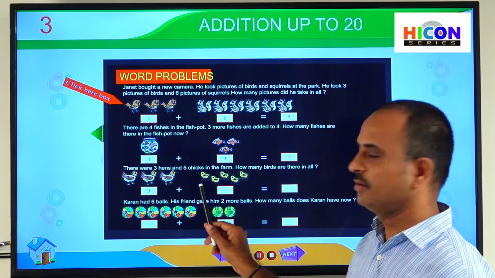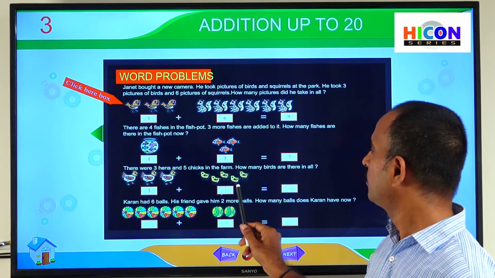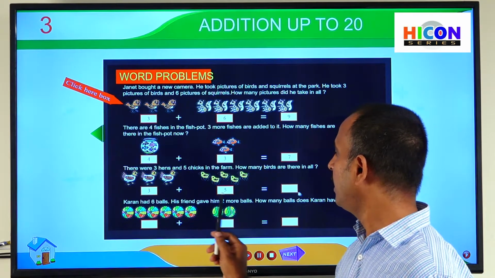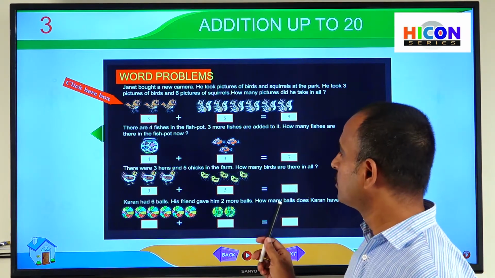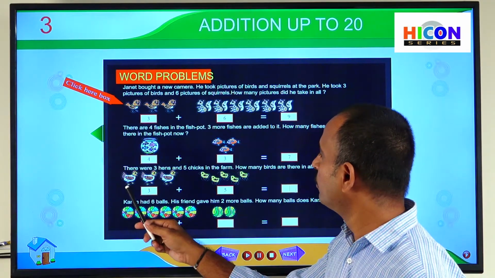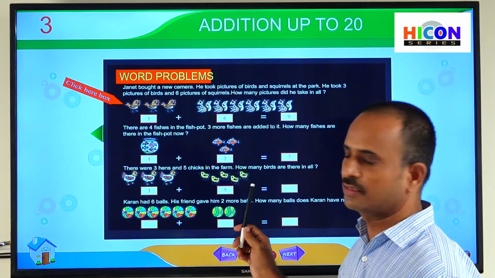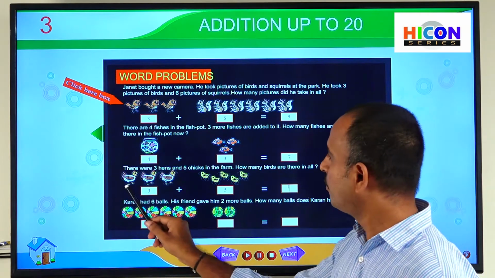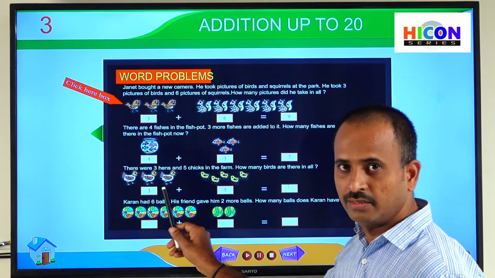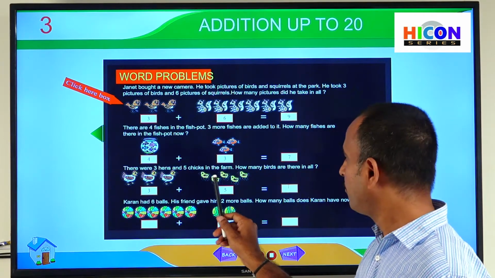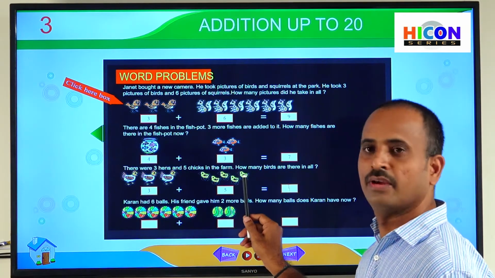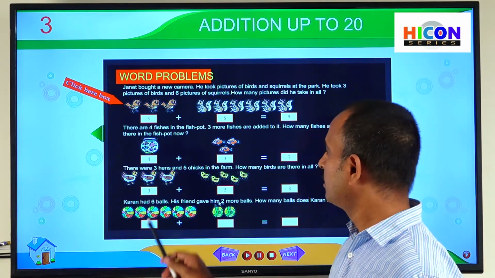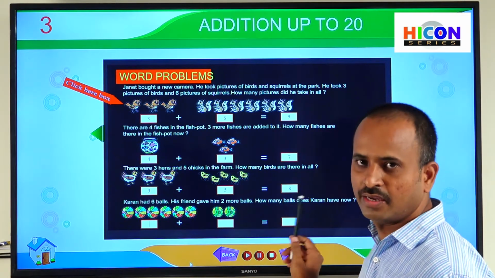Next, how many chicks are there? 1, 2, 3, 4, 5. So write 5 in this box. So now we have to add 3 and 5. How can we add? We can add just by simply counting all these hens and chicks. We will get the total. So just count together all these hens and chicks. 1, 2, 3. After 3, 4, 5, 6, 7, 8. So the sum is 8. So write 8 in this box. So children, the sum of 3 and 5 is 8.